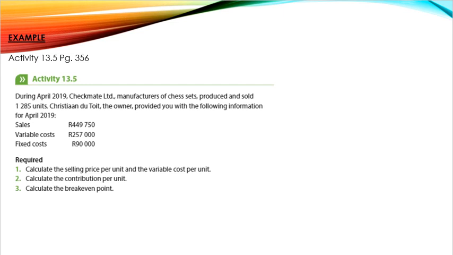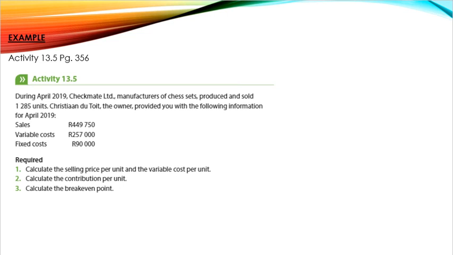It says during April 2019, Checkmate Limited, manufacturers of chess sets, produced and sold 1,285 units. Christian de Toy, the owner, provided you with the following information for April 2019. The total sales for April was 449,750. Total variable cost added up to 257,000, and the fixed cost amounted to 90,000.